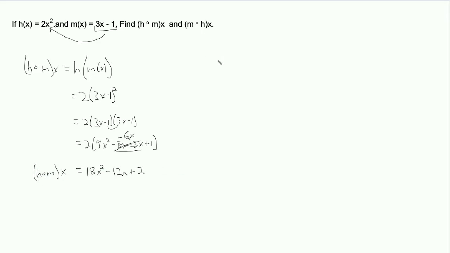And now we want to do the other way around. We want to do m composed with h of x. And you might think, well, maybe they're the same thing. If they're the same, they would have the commutative property. So let's see if they do. So this means I want to put the h function into the m function. So I'm going to take my h function this time, so we'll do this circled. I'm going to take my h function and put it in for x into the m function.